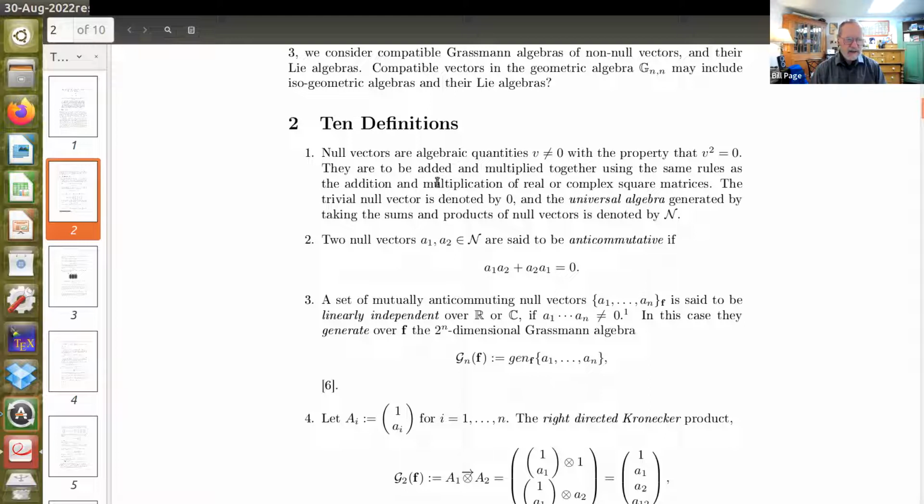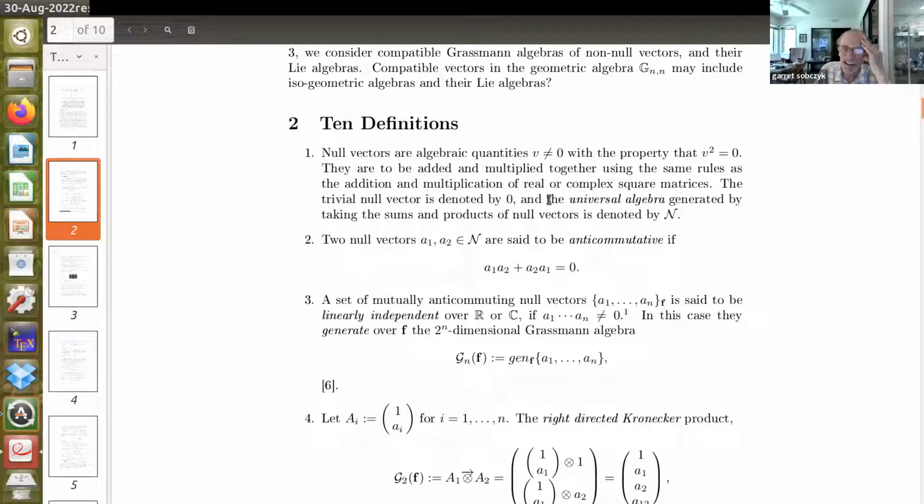Okay, so that's correct. Look here, I say the same rules as addition and multiplication of real and complex square matrices. Right here, I say that. My point is just that you call these vectors, and when I multiply one vector by another, I normally expect a scalar quantity. Okay, that's to be defined in terms of this new multiplication of null vectors. I haven't said anything about the inner product of these null vectors yet.